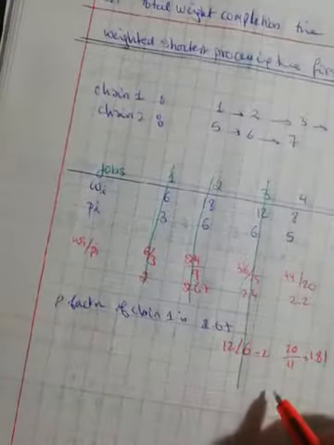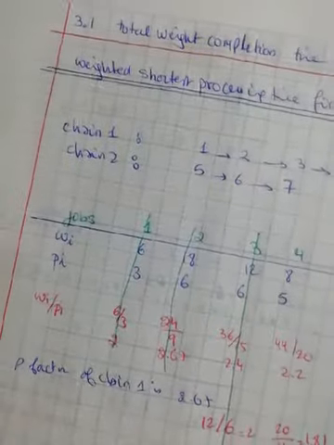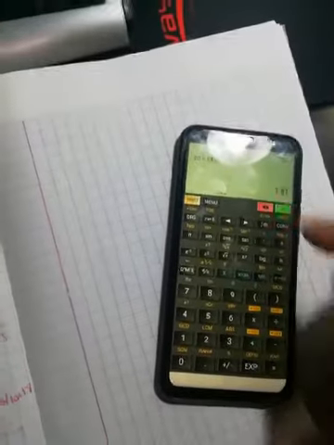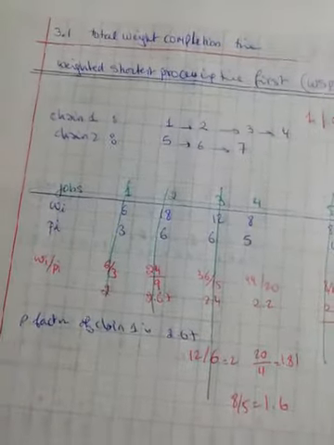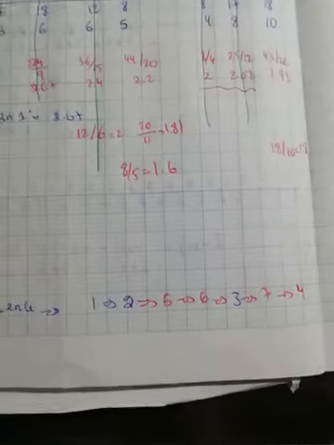It's 8 divided by 5, which is equal to 1.6, and we have 1.6 and 1.8, so here would be 7 and then 4. Okay, and this will be the optimal sequence.